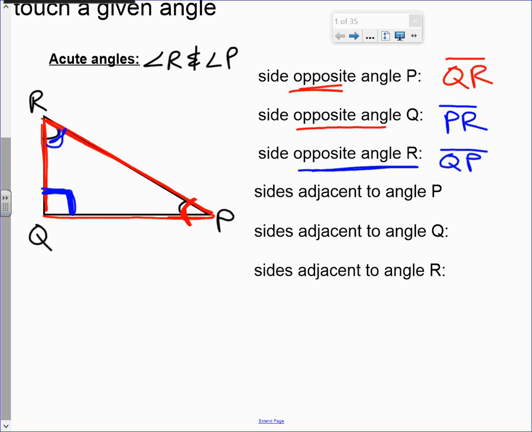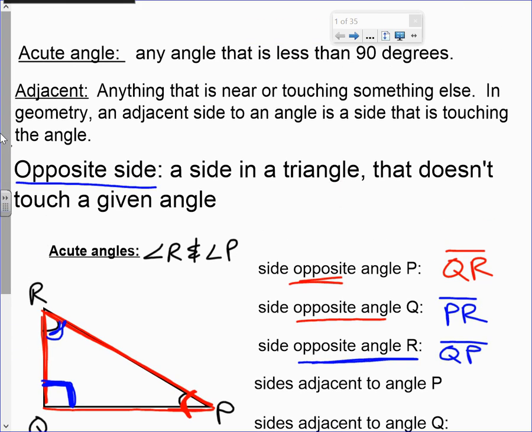Here we go. Side adjacent now. Let's read what adjacent means. Let me go back up here to our notes. It says, in geometry, any adjacent side to an angle is a side that is touching the angle. So we're not thinking opposite now. We're thinking of the sides that are actually touching the angle.